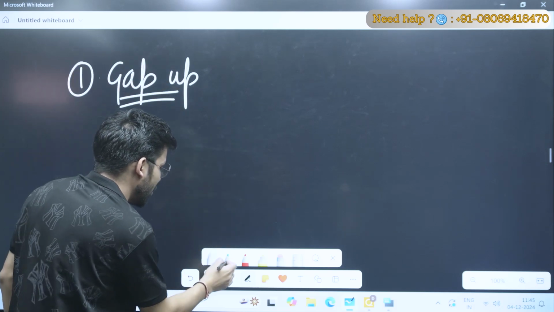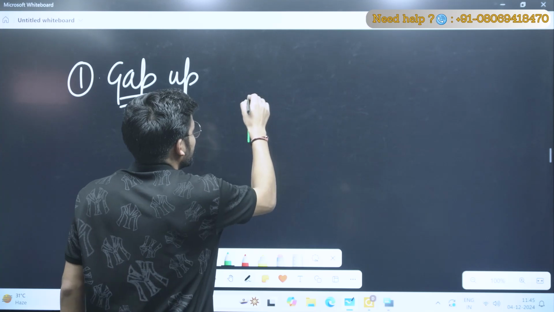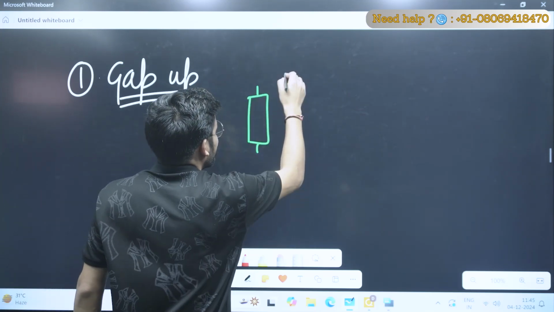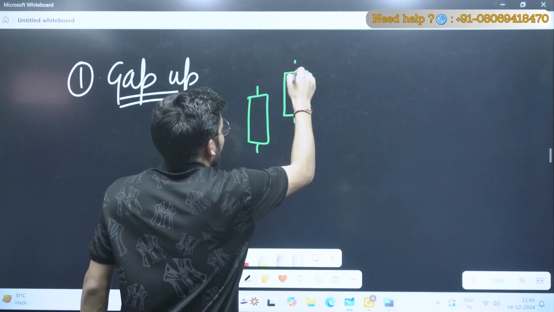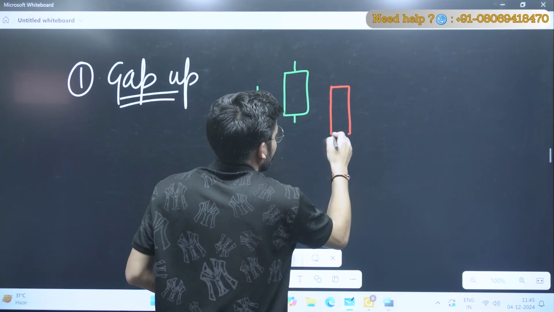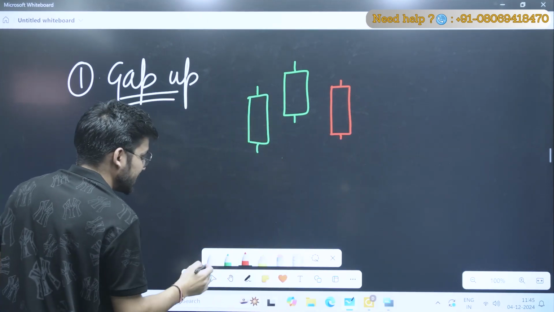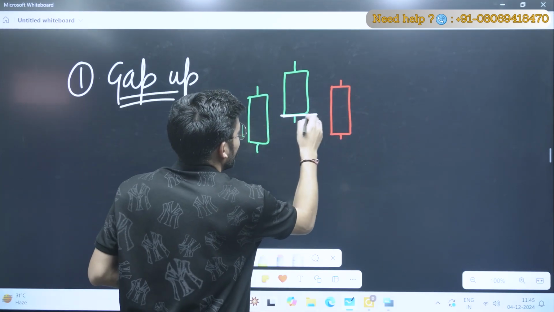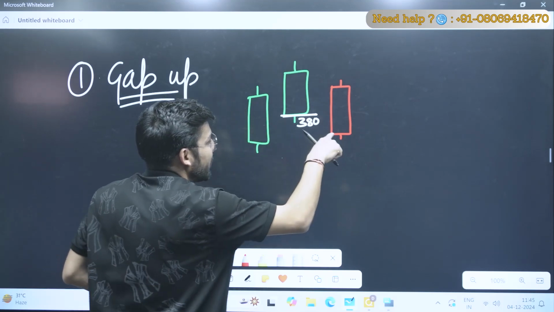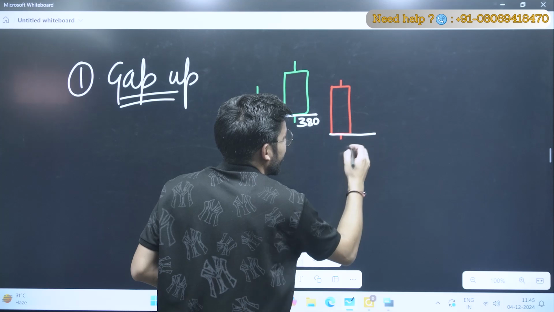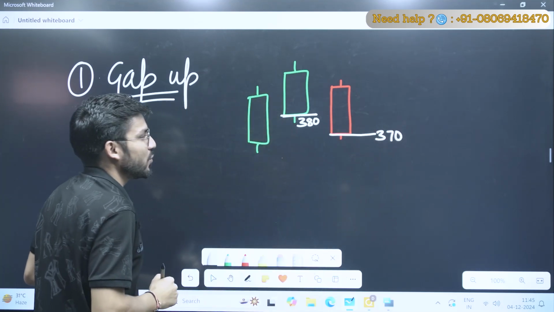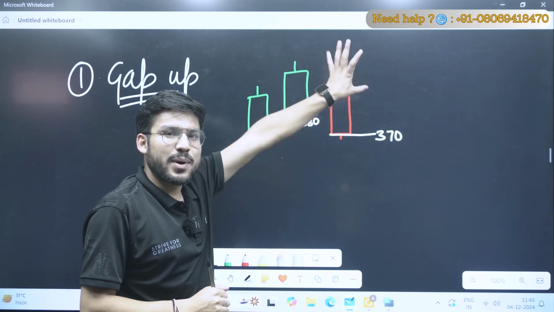For example, this is a day candle. First this was a candle somehow like this, and then the very next candle is like this. After that, there is a next candle that is somehow like this. Now you can see this candle closed here, approximately at 380. Let's suppose it closed at 380. The very next candle started from here, at 370. Now I'm expecting a gap up opening in the market.